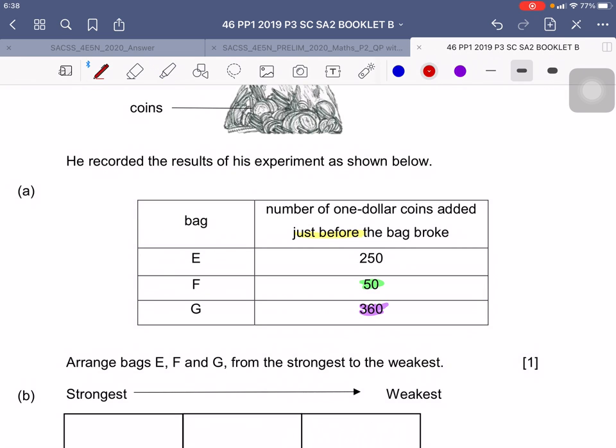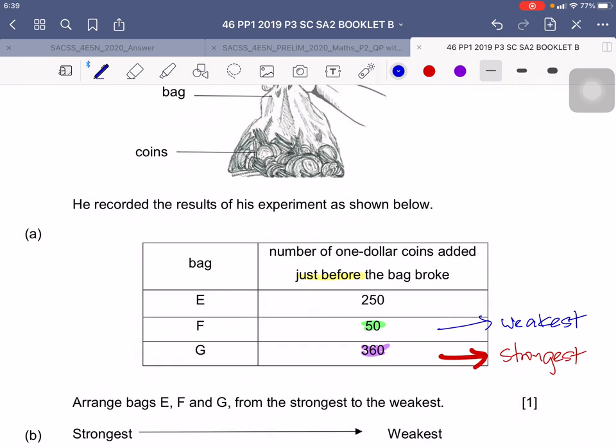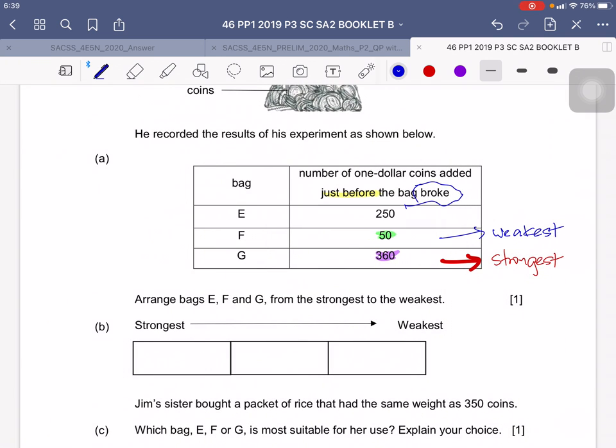Okay, so I can safely say that G is the strongest because it can support the most number of $1 coins before it breaks, and of course F will be the weakest. Okay, so this experiment is talking about strength, obviously, because I see the keyword here, broke. So arrange the bags E, F, G from strongest to weakest. So we will have the strongest to be G, weakest is F, and in the middle will be E.